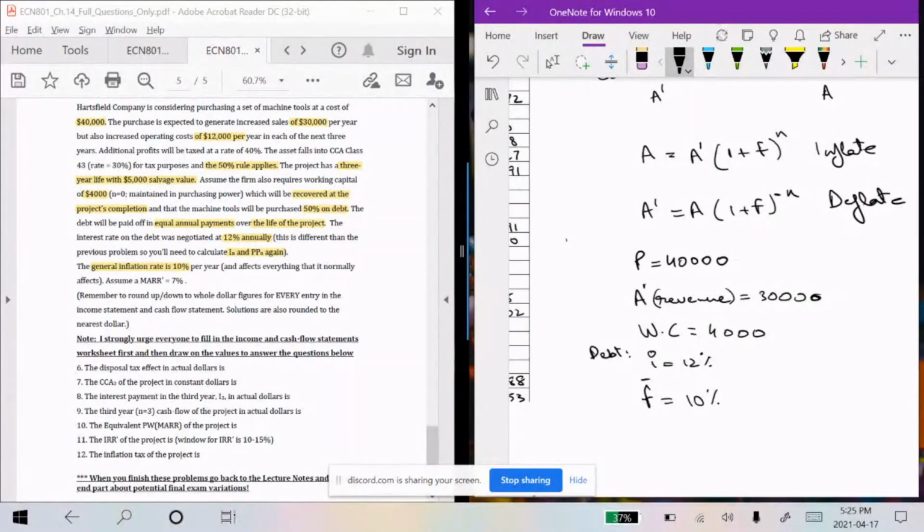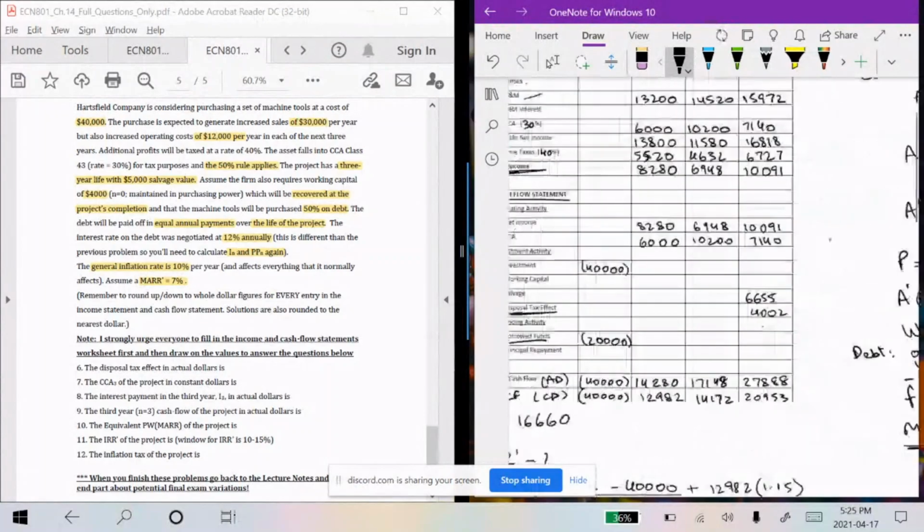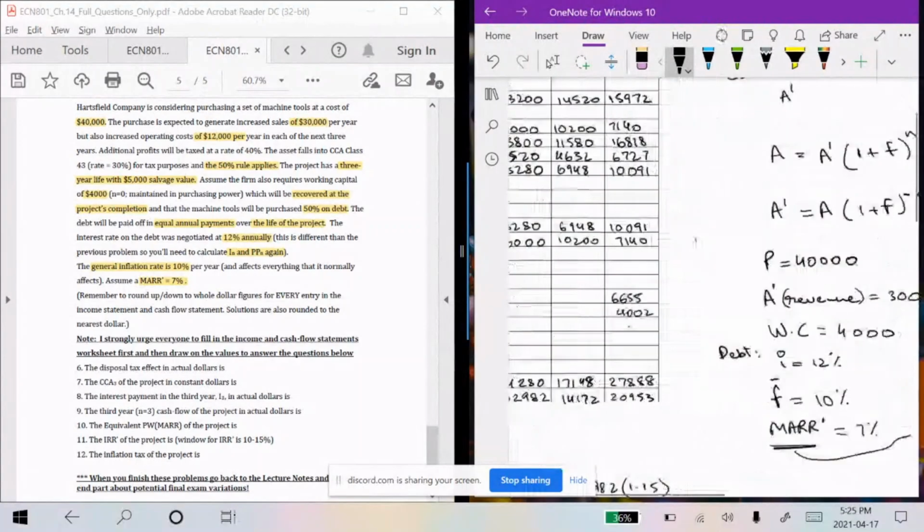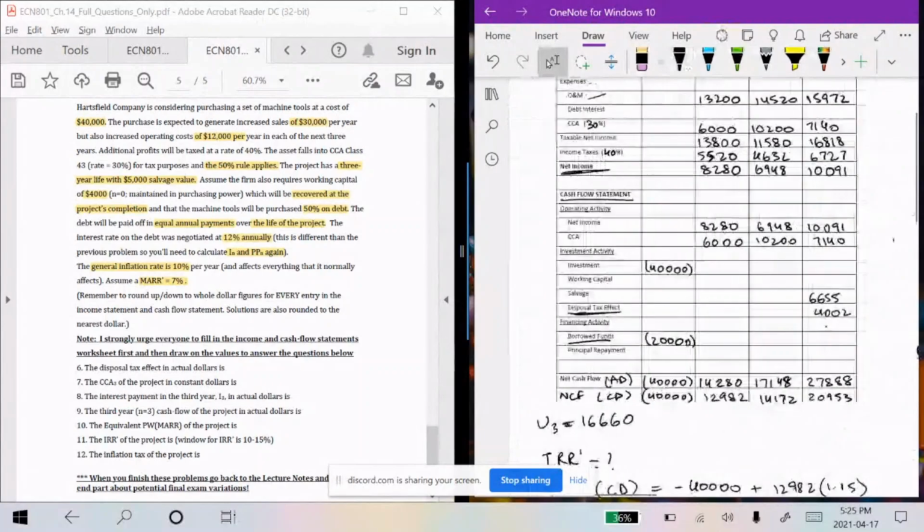Assume a MAR dash of 7%. So this can be applied to constant dollars only. It's important. At the end of this table, you're going to get the net cash flow in actual dollars, but you cannot apply that MAR to the actual dollars. You need to deflate it back to the constant dollars and then use the MAR.